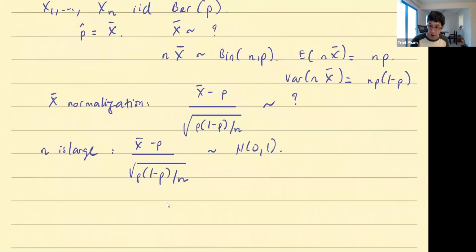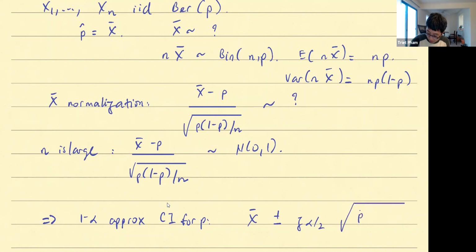All right, so first, let's see. Does this imply that the 1 minus alpha confidence interval approximation would be right from here? So it'll be X bar plus or minus z alpha over 2 times the square root of p(1 minus p) divided by n. Is this the right confidence interval for p?